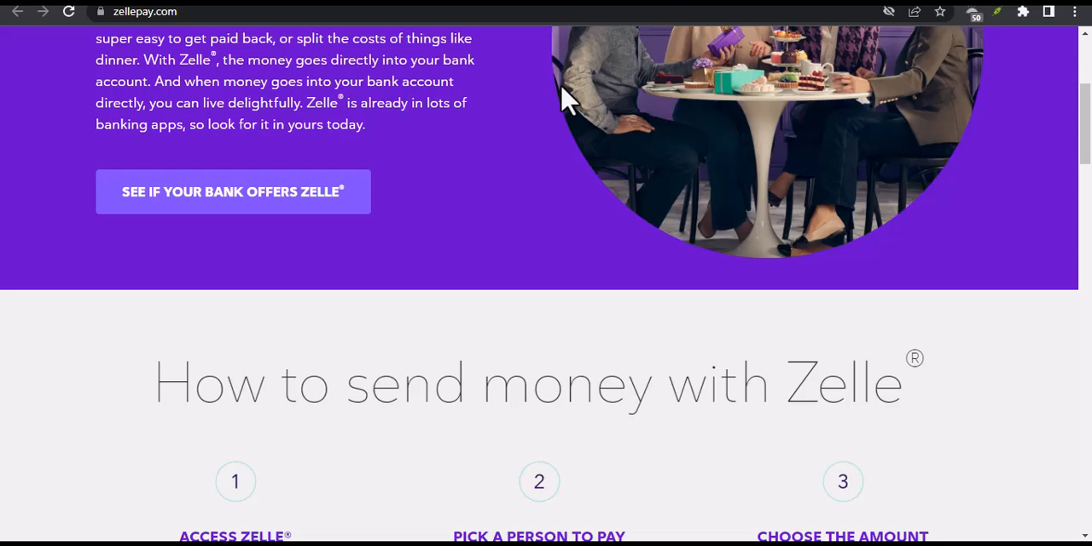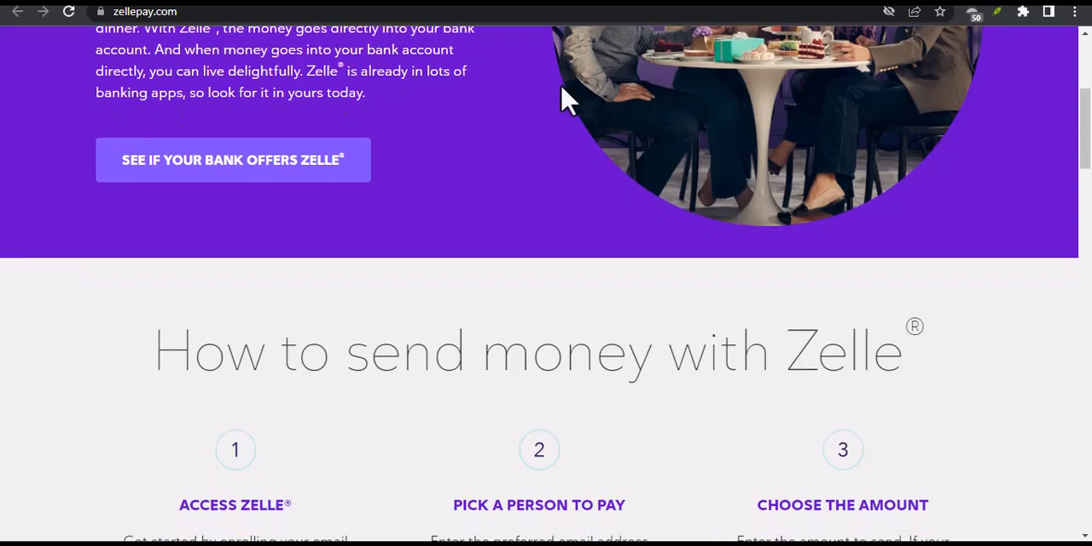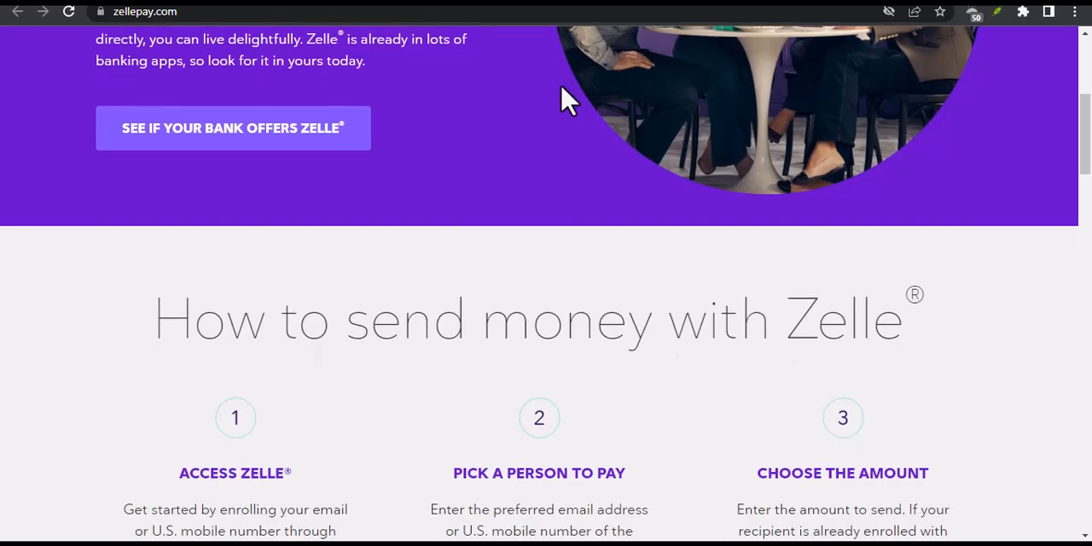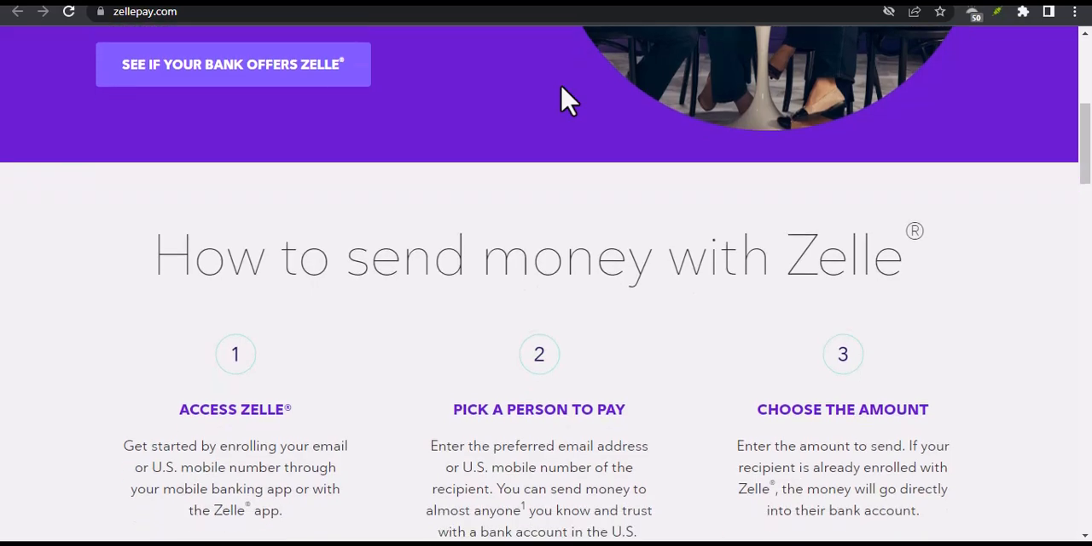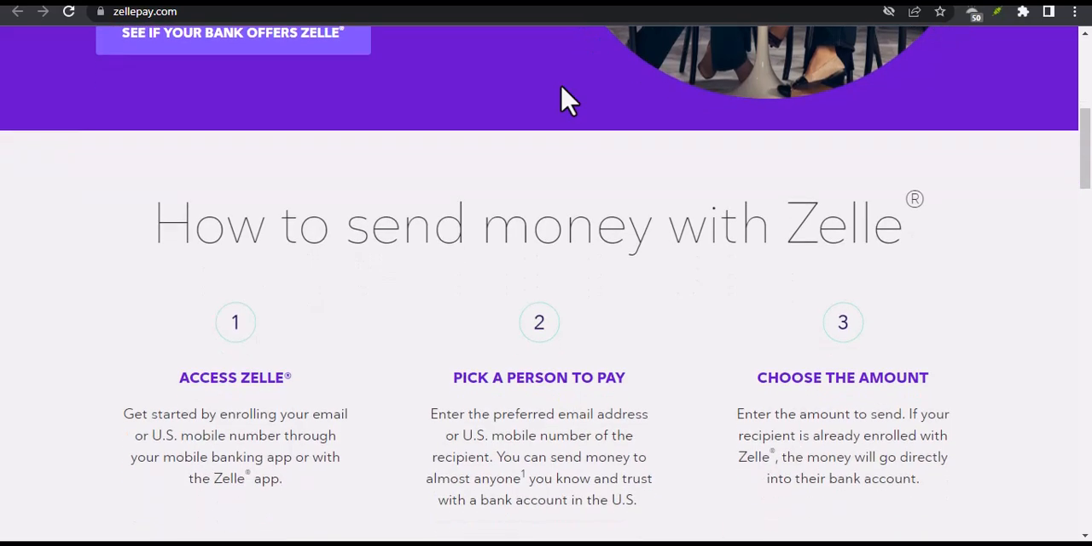So, back to the question, how much is the Zelle rate per dollar? The good news is that there is no Zelle rate per dollar. Zelle does not charge any fees for sending or receiving money. However, there are a few things to keep in mind when using Zelle.